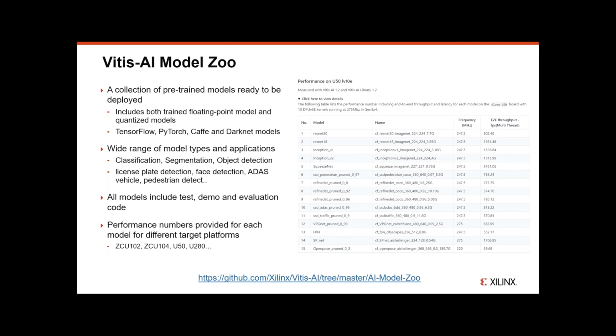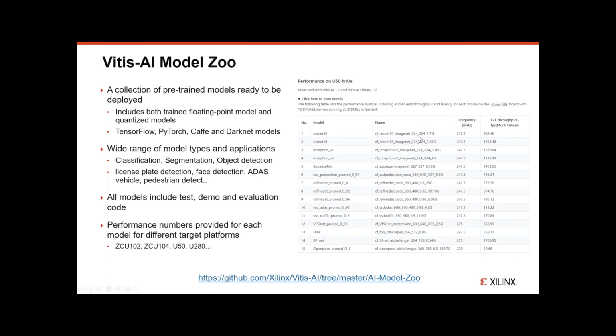for deploying that model. One of the great things about the Model Zoo is that we benchmark these models against our different hardware targets. So we have the performance listed for all the different Xilinx targets like the U50LV, the U50, the ZCU102, the U280, the U250. And what you'd see is every model listed out with the frequency that the system was running at, the end-to-end throughput, and the latency for that model.